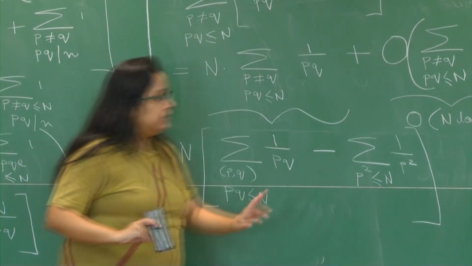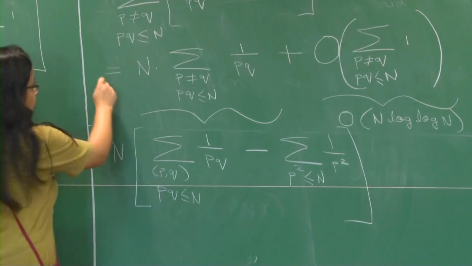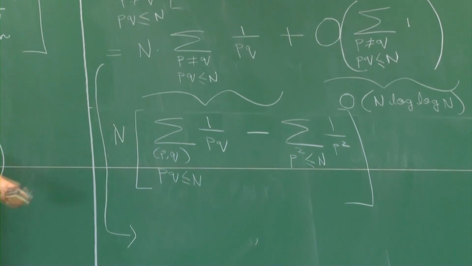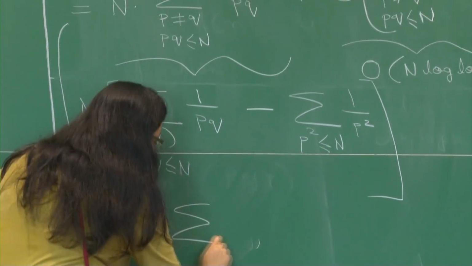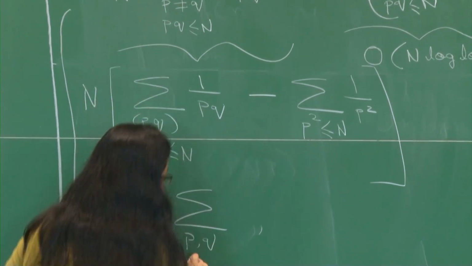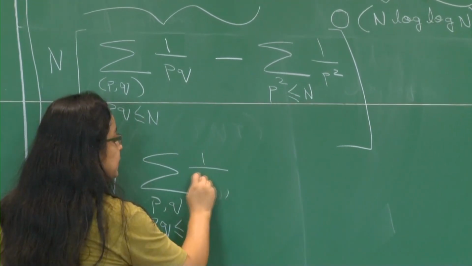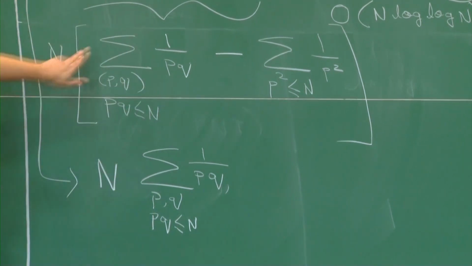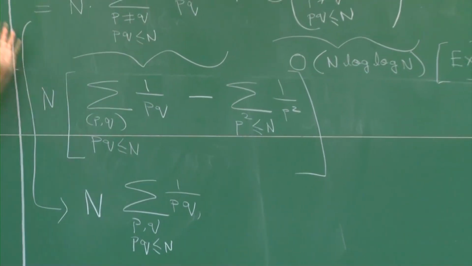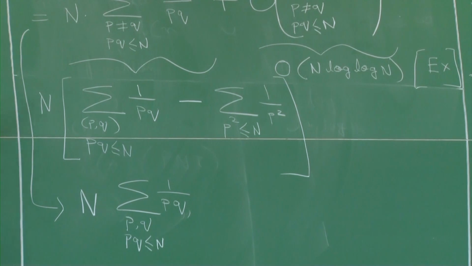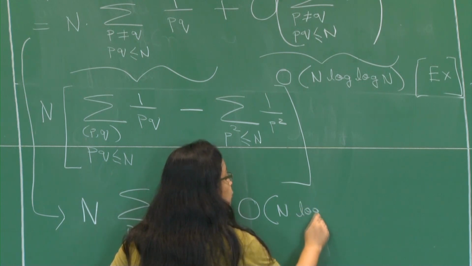It does not matter what your capital N is here, and then there is a capital N outside. So, because of this understanding, this whole sum just becomes n times the summation over all the primes p and q such that pq is less than or equal to n, 1 over pq, plus O of n coming from the second term, plus O of n log n. So, O of n will get absorbed in n log n. So, you are left with plus O of n log n.